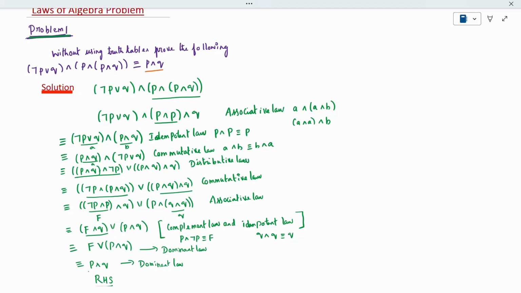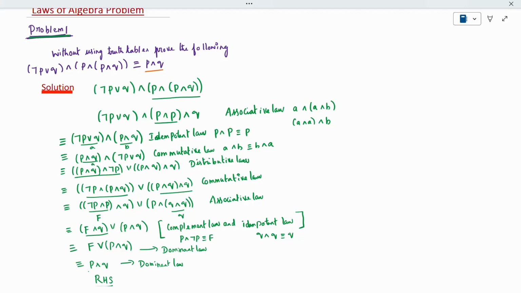Today's topic is laws of algebra. The first problem: without using a truth table, we have to prove the left hand side equal to the right hand side. First, I will take the condition to be the left hand side. When I take it, we have to apply whatever law and bring the right hand side.